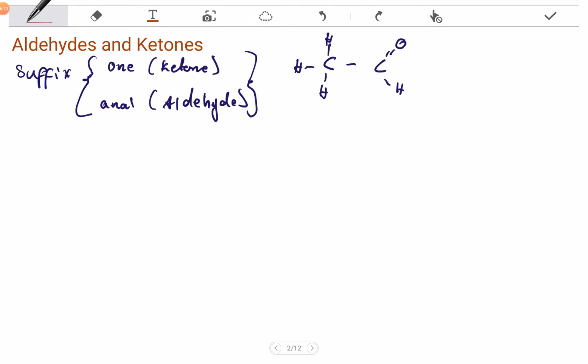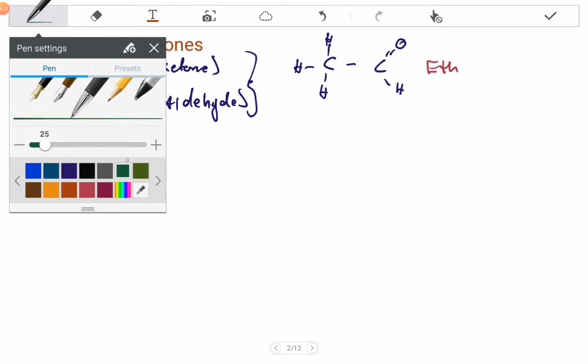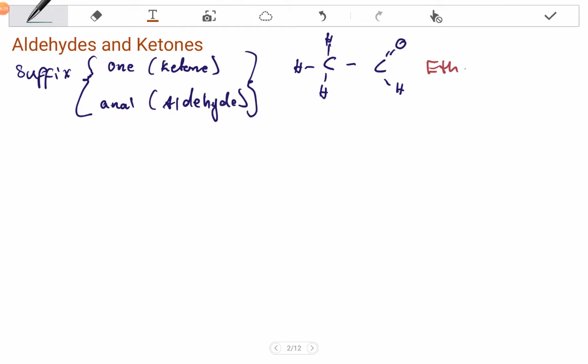So let's name this. Since it belongs to aldehyde, it must end with "anal", and since it has two carbons, it's going to start with "eth". So it's going to be ethanal. You don't specify the location of the functional group. Why? Because it's always in that position, it will never shift.